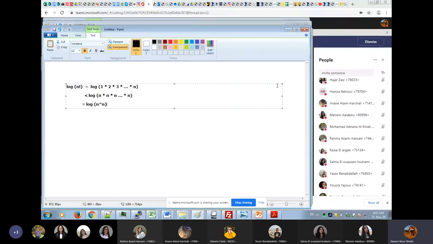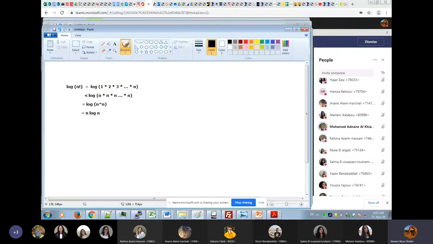Now you know how log rules work, yeah? This is equal to n log n, right? You know that you can bring out the power. Yes. So on one hand, log of n factorial is less than or equal to n log n. On the other hand, another thing you can do.